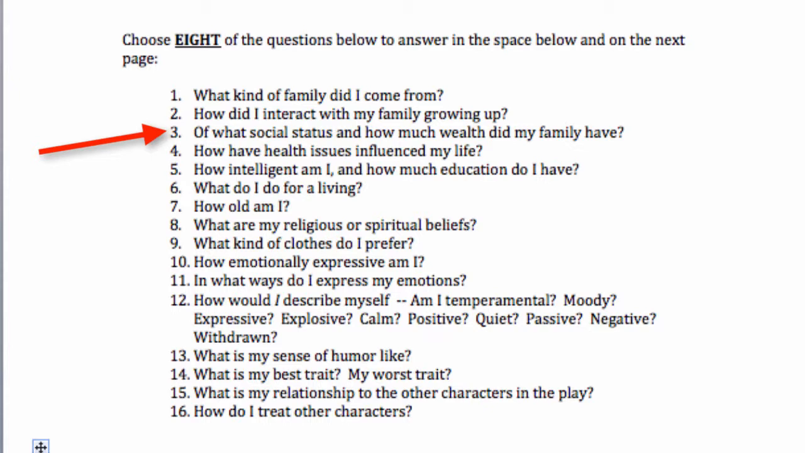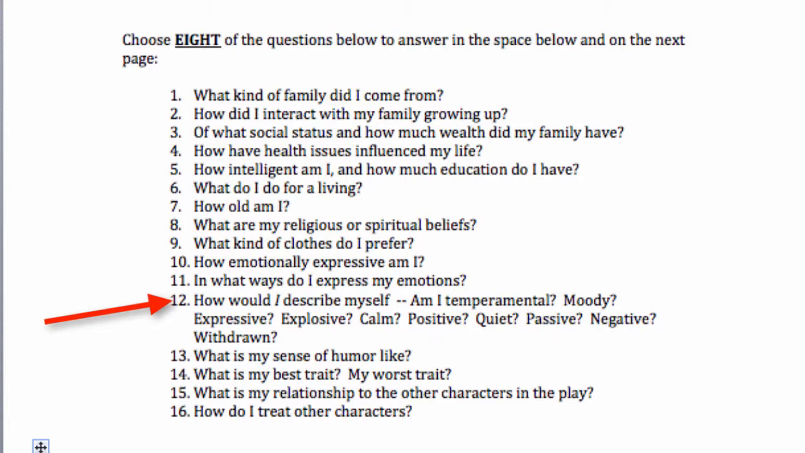Of what social status and how much wealth did your family have? How have health issues influenced your life? How intelligent are you, and how much education do you have? Are you street smart or book smart? What do you do for a living? How old are you? What are your religious and spiritual beliefs? What kind of clothes do you prefer? How emotionally expressive are you? Do you put it all out there or do you keep it all in? And in what ways do you express your emotion? If you keep it all in, how do you get rid of that emotion? And if you put it out there, what does that look like?